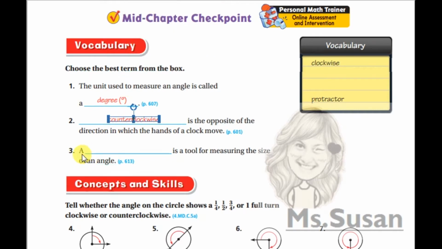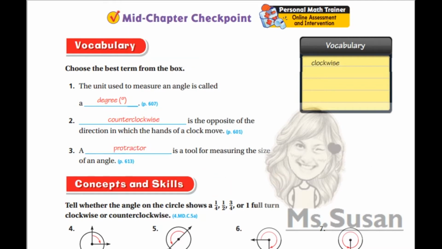Number 3. A blank is a tool for measuring the size of an angle. So we have now clockwise, protractor. Clockwise is a direction. What is the tool here? Protractor is a tool for measuring the size of an angle. So protractor is the right answer.